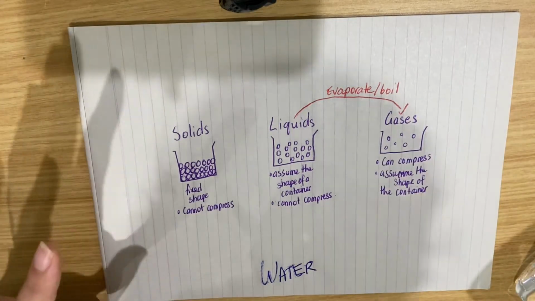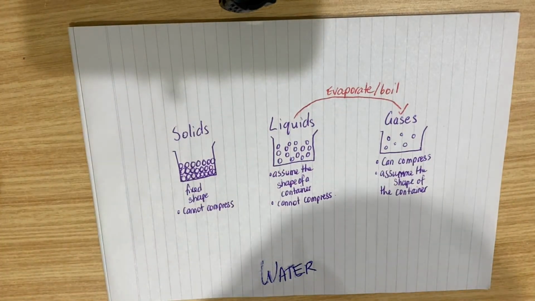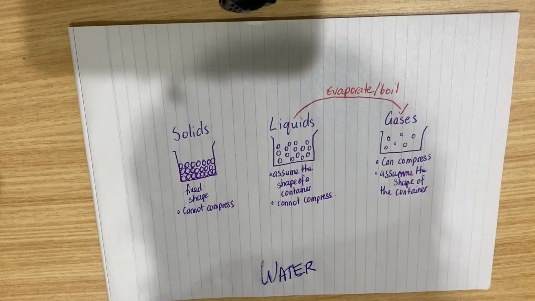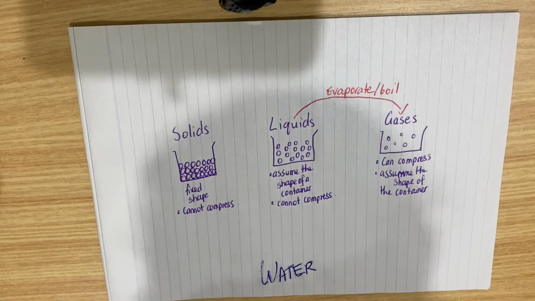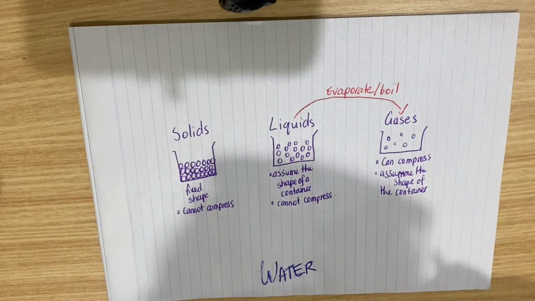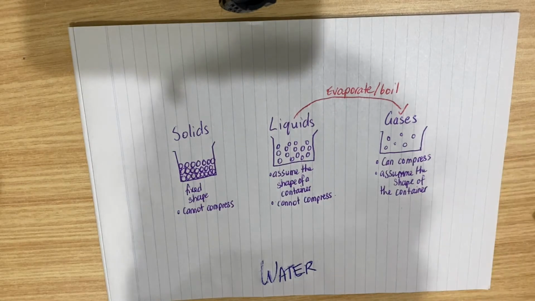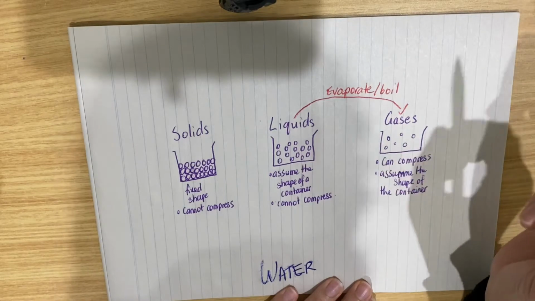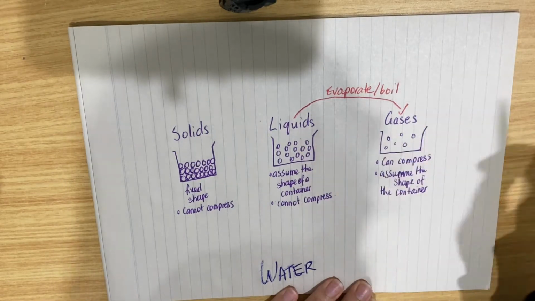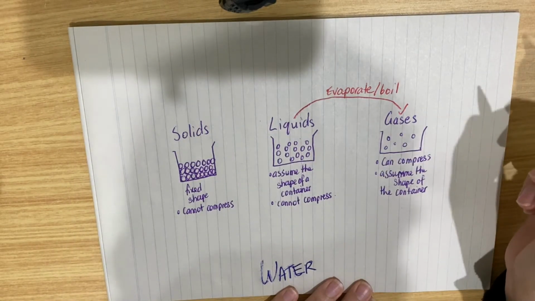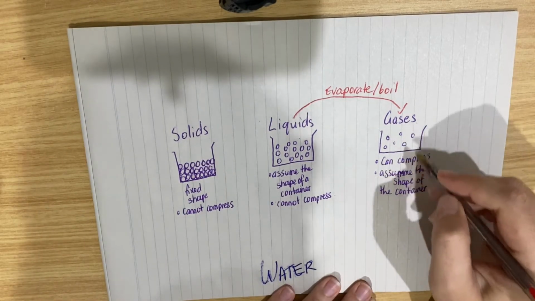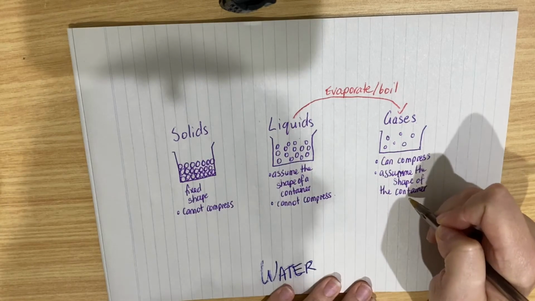An example of this is when you boil a kettle of water to make a cup of tea or coffee. Towards the end of the kettle boiling the water, you'll notice that there's a lot of steam. The reason there's a lot of steam is because the liquid has reached the boiling point and has turned into a gas. Likewise, we're going to go in a clockwise direction now.